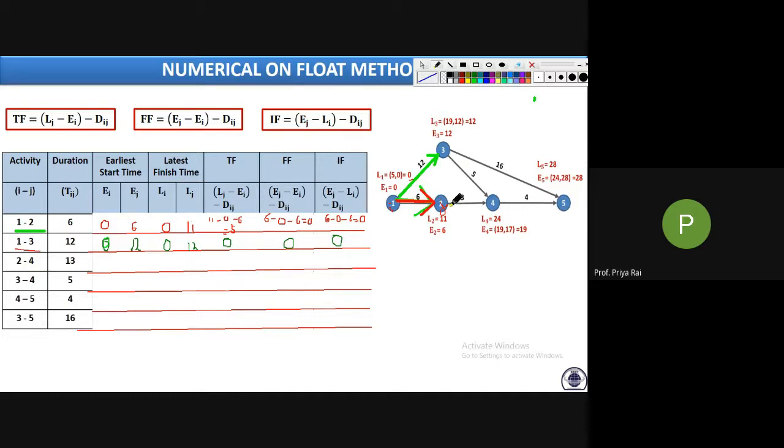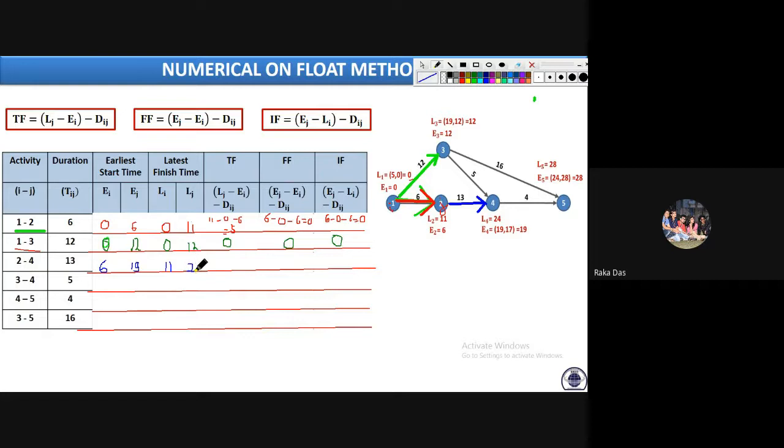Calculate for 2 to 4, I to j. So this is I, now this is j. So tell me, here EI is how much? EI is 6. LI is how much? 11. EJ is how much? 19. Very good.